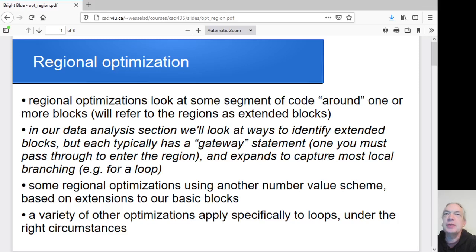Hello folks. Okay, well, we want to take a look at regional optimization this time. So we've gone through the local side of things, and next time around we'll get into subroutines, but for now we'll focus on the in-between.